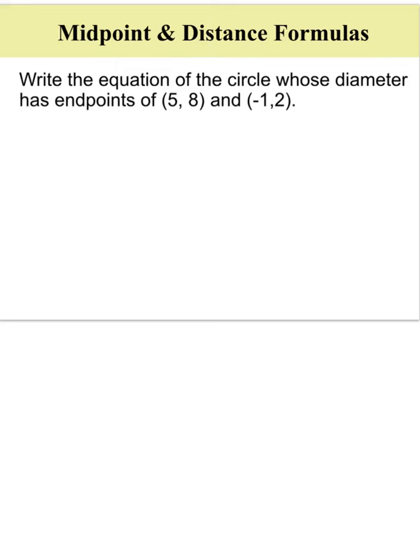So we already know we're going to have to use the distance formula, but I'm going to have to find the midpoint first, the center of the circle. And the formula goes like this. You're going to take the sum of the x values and take 1/2 of that, and take the sum of the y values and take 1/2 of that, and that's going to give you the coordinate of the center.